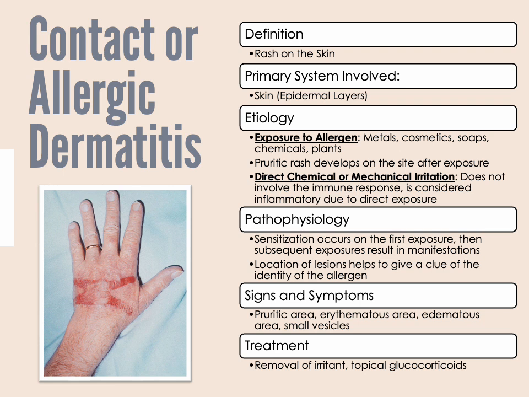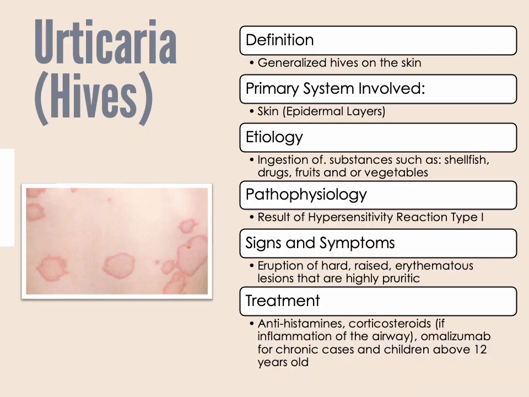Again, you have signs and symptoms: an erythematous area, which is redness; an edematous area, where you do have some swelling. You may even have small vesicles there, and it is itchy. Normally, the treatment involves removing the irritant and using topical glucocorticosteroids.